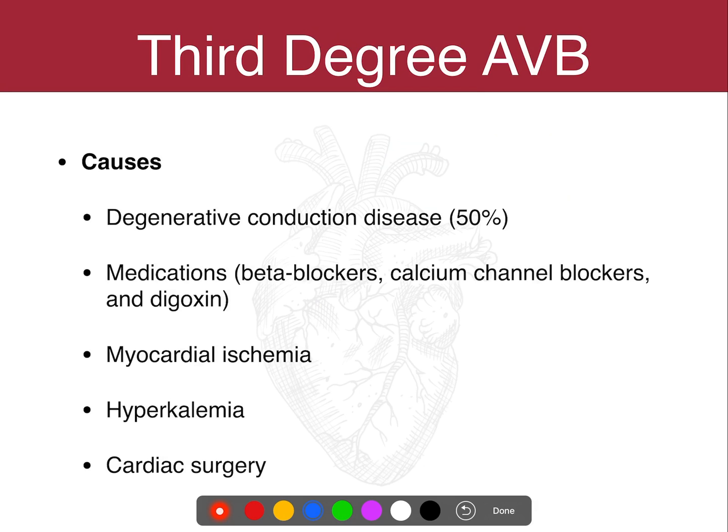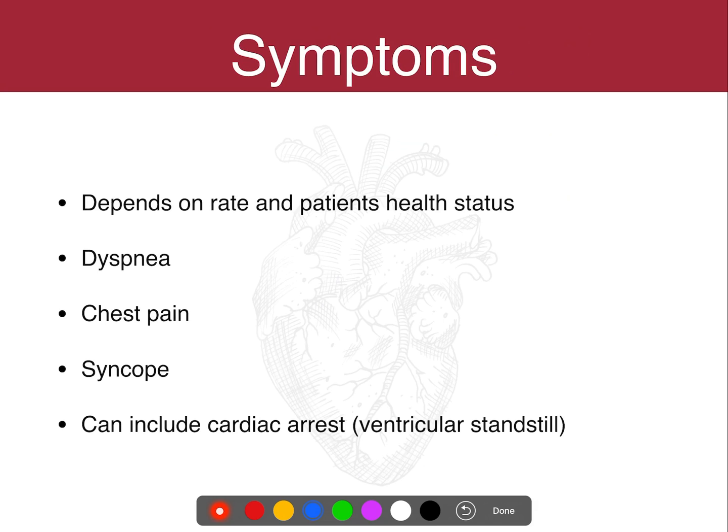And so we can see that beta blockers, calcium channel blockers, and digoxin are potential causes of third degree AV block. If the patient's having myocardial ischemia, hyperkalemia, and recent cardiac surgery, those too can lead to third degree AV block. The symptoms here, as always, are going to depend on the rate of the ventricles and the patient's underlying health status. If the ventricular rate is fairly fast, then the patient may tolerate things okay.